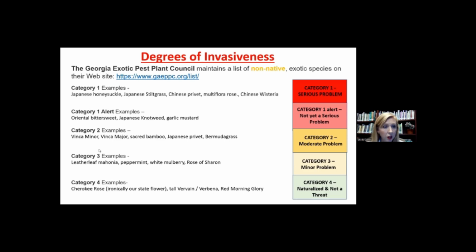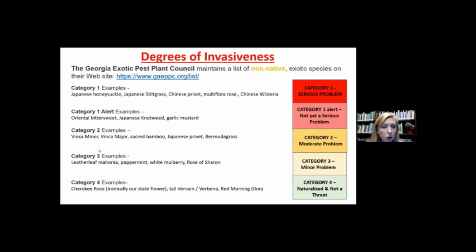state and region. Category 1 alert examples below that, it says that they're not yet a serious problem, but we are on high alert for these plants. We've got Oriental bittersweet, Japanese knotweed, garlic mustard. And category 2, moderate problem, Vinca major, Vinca minor, sacred bamboo, which is also known as Nandina. We've got Japanese privet and Bermuda grass.